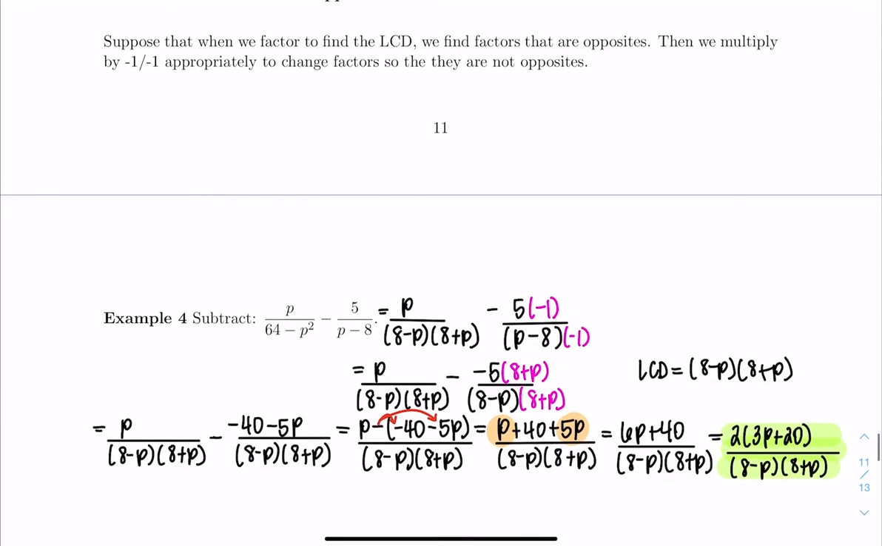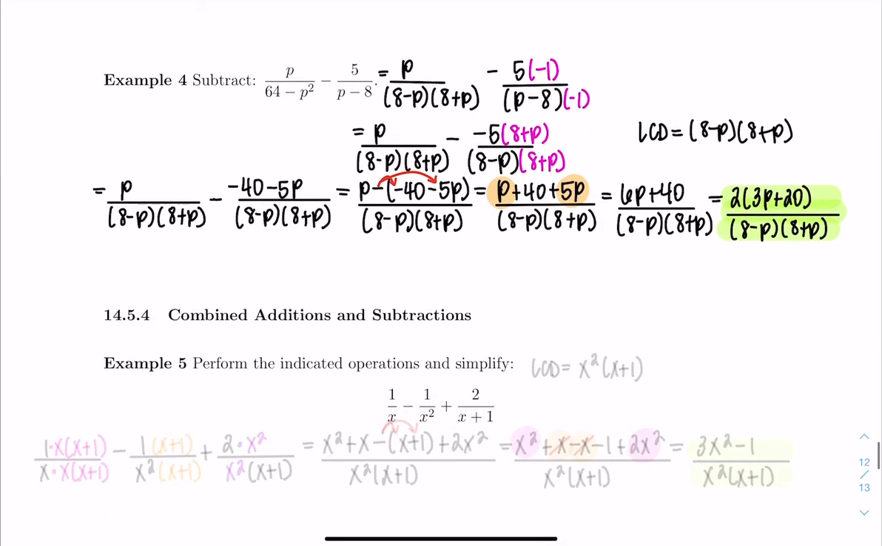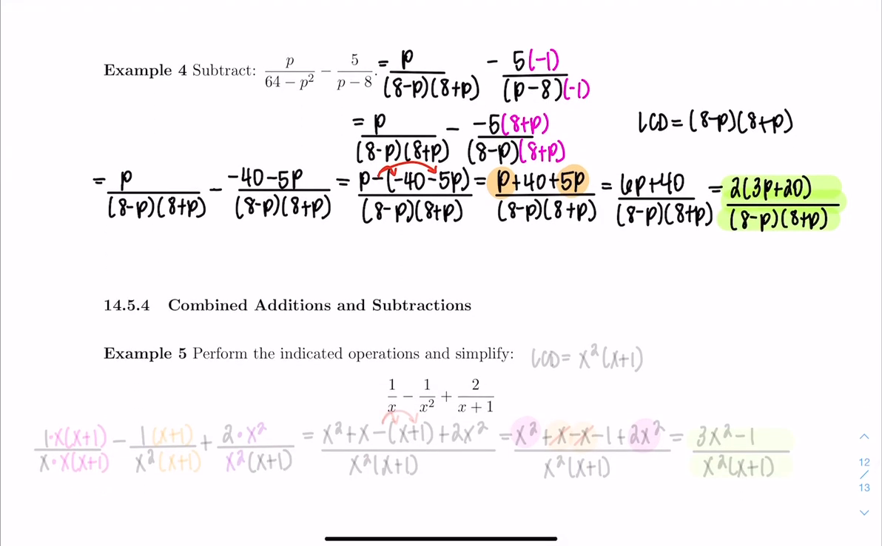And the last example is just combining addition and subtraction. So looking at the denominators, we can find our LCD pretty easy here. So we have an x and an x plus 1. The x's highest power that's present is a squared. And then we're going to have x plus 1 involved with the LCD. And so that's what we need to have for each one.